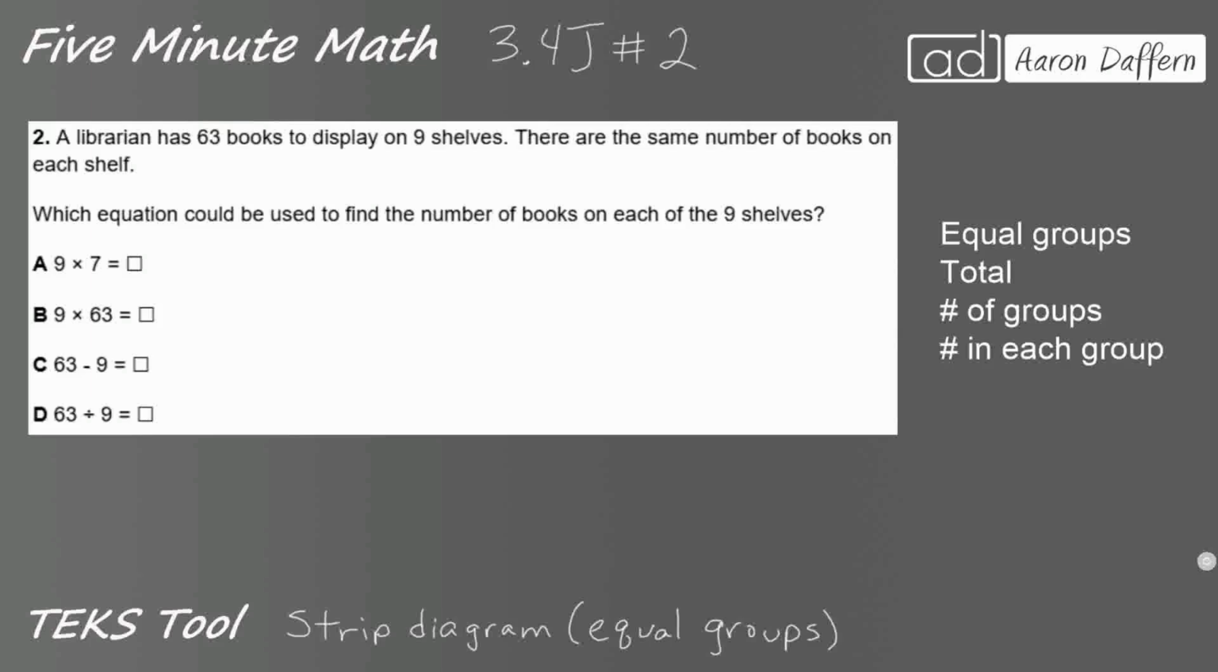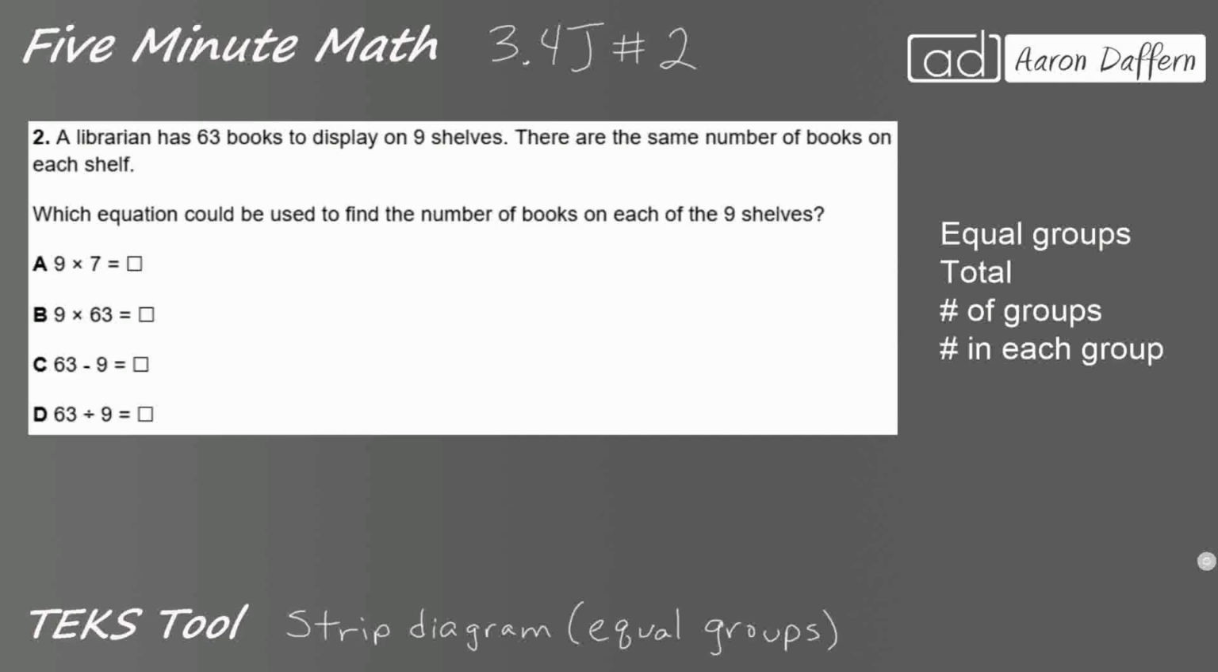Today we are looking at the TEKS tool strip diagram, specifically equal groups. We are working with a problem related to TEKS 3.4J, and we'll do it in 5 minutes or less. If you haven't done so already, please go ahead and take a moment to pause the video, work this problem out on your own, unpause it, and we will look at our answers together.